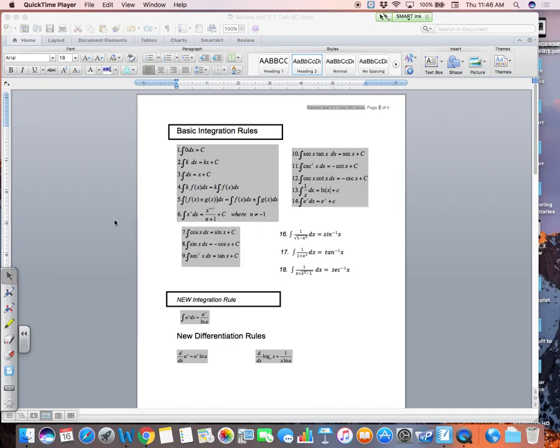It's got the power rule, it's got your trig, it's got your minor trig, it's got 1 over x, e to the x. Remember, the integral of 1 over x is ln of the absolute value, right? Have you done that part? Okay.